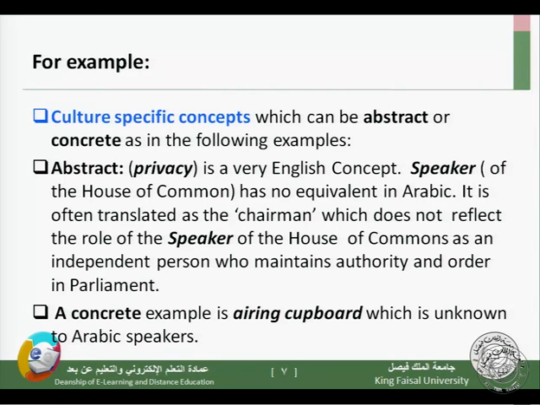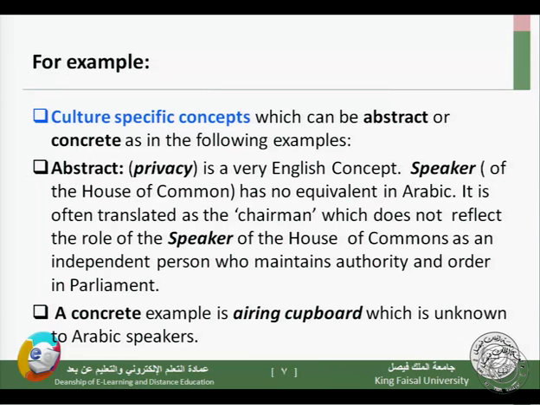Now, imagine abstract concepts. Privacy. I know you might say, oh, well, خصوصية. But it is a very English concept. It has more than what you say, خصوصية. It has a different meaning to an English person. This is my space, you know. This is my private space. Nobody can come into it. It's different. It's a very culture-specific concept.